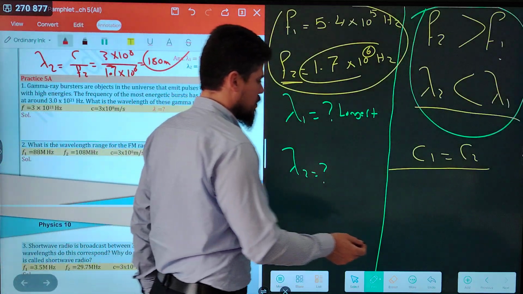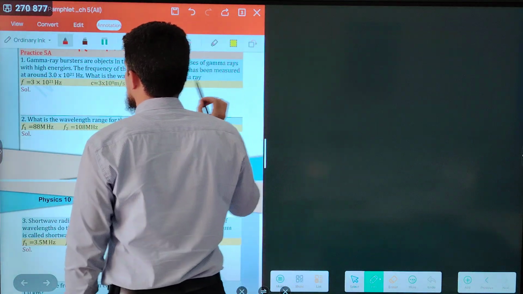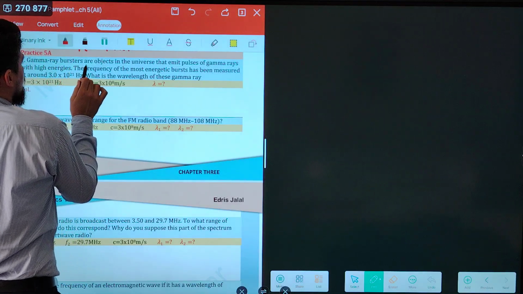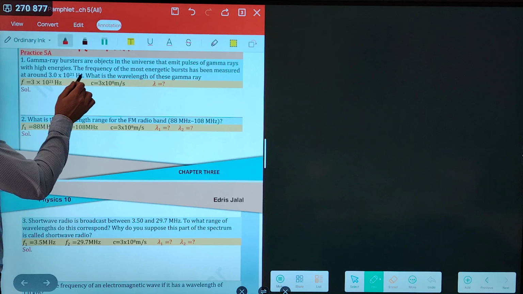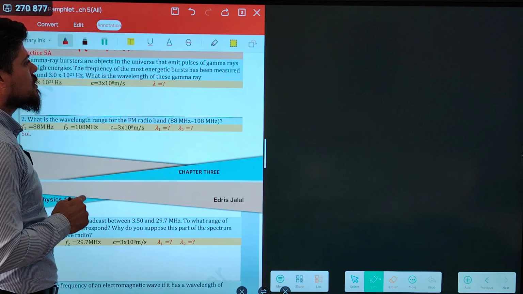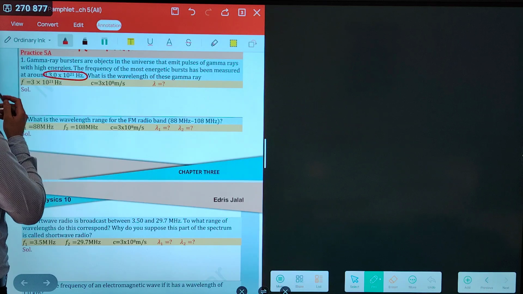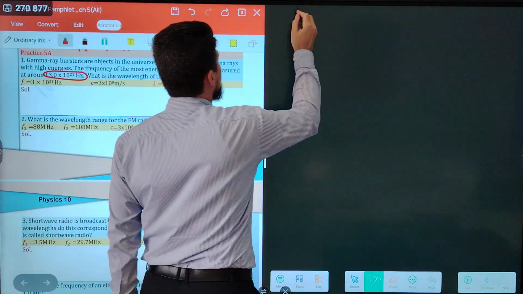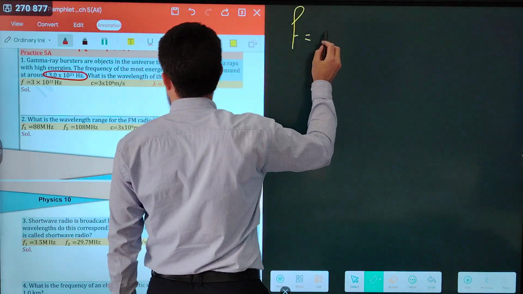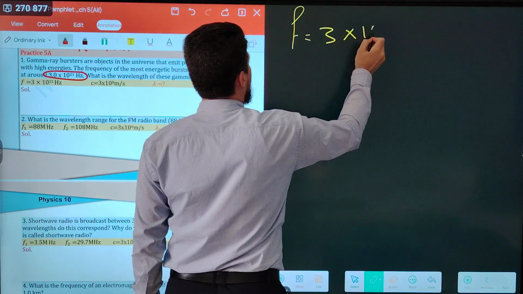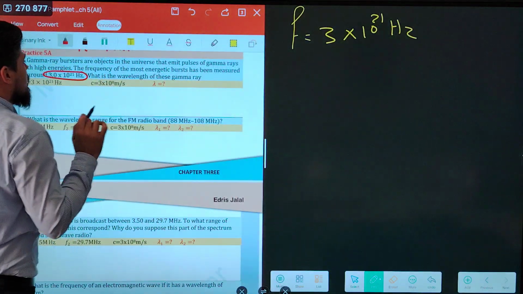Practice 5a, question 1. The question says, gamma ray bursters are objects in the universe that emit pulses of gamma rays with high energies. The frequency of the most energetic bursts has been measured at around 3 times 10 to the power 21 hertz. This is frequency; how do you know? Because of the unit. F is equal to 3 times 10 to the power 21 hertz. What is the wavelength of the gamma ray?